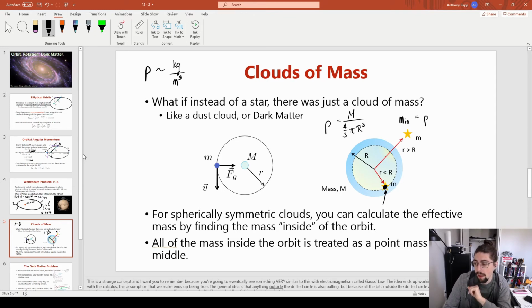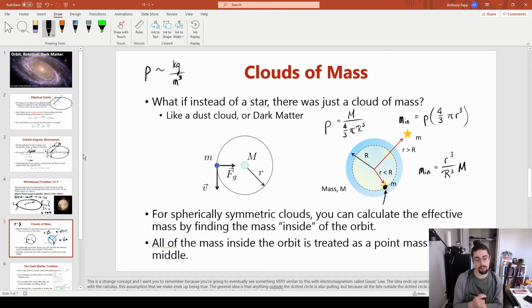Mass inside would be this mass density times however much volume I've got beneath me. So that is going to be 4/3 pi little r cubed. You'll see the 4/3 and the pi are going to cancel out. The effective mass, the mass that is inside the orbit that we are actually going to feel in our gravitational pull, is essentially M in equals little r cubed over big R cubed times the total mass. That is the ratio of how much mass is beneath us.